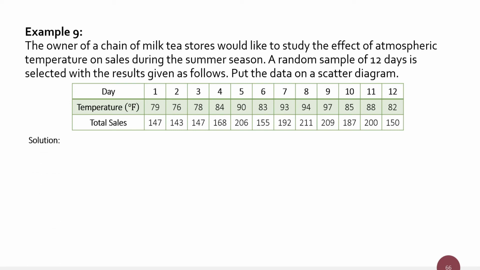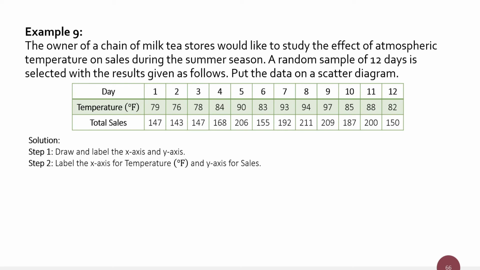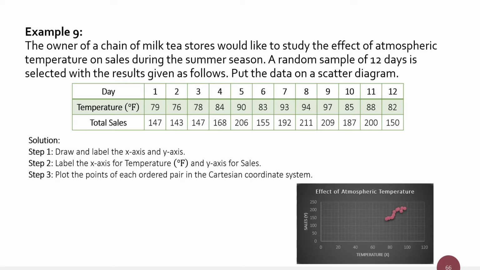So, for the solution, first is draw and label the x-axis and y-axis. Next, label the x-axis for temperature na may unit na degree Fahrenheit, and y-axis for sales. Then, plot the points of each ordered pair in the Cartesian coordinate system. Then, kapag nagawa natin yan step by step, makakapag-create tayo ng ating scatter diagram.